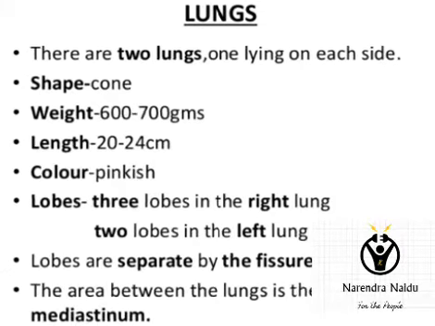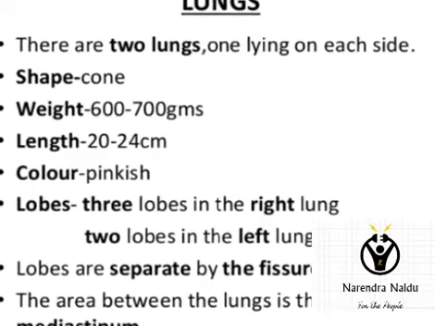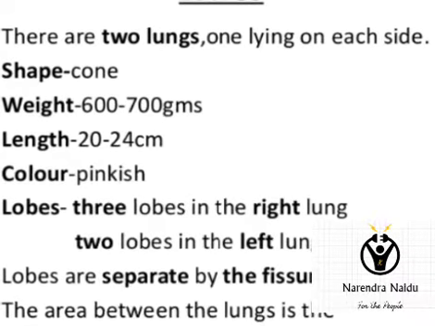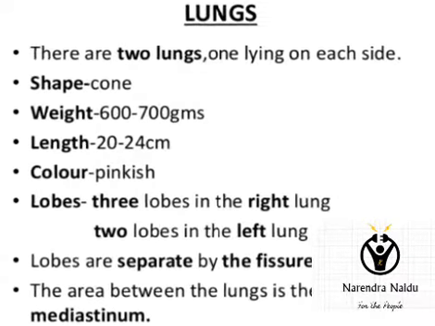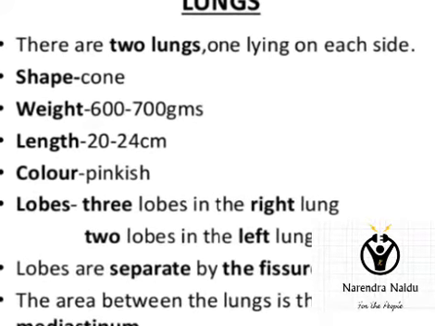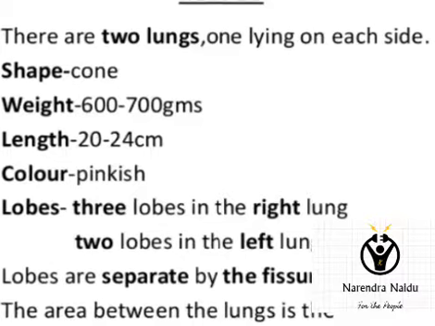Lungs. There are two lungs, one lying on each side. The shape of the lungs is cone shaped, its weight is 600 to 700 grams, the length is 20 to 24 centimeters, and it is pinkish in color. There are three lobes in the right lung and two lobes in the left lung, and these are mainly separated by the fissures.